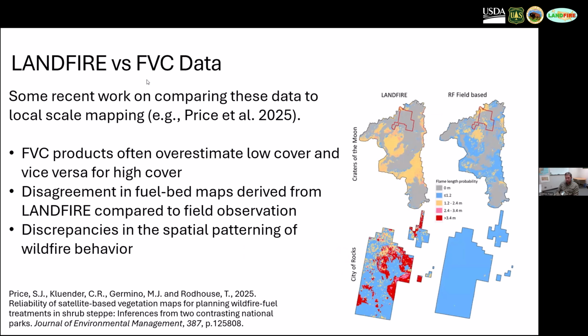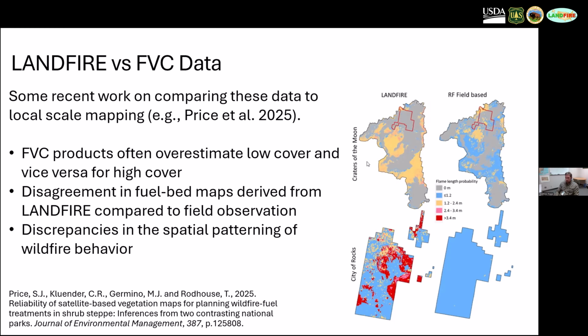But I was going to say, there's been some recent work comparing Landfire to fractional veg cover data. For example, the Price et al. example I'm showing here looked in Idaho at City of Rocks and Craters of the Moon, comparing how fuel model or fuel bed maps derived from Landfire compared to those derived from, in this case, RAP, I believe. And they also made a custom local model trained from their own field observations for this region and compared that against the results of Landfire.